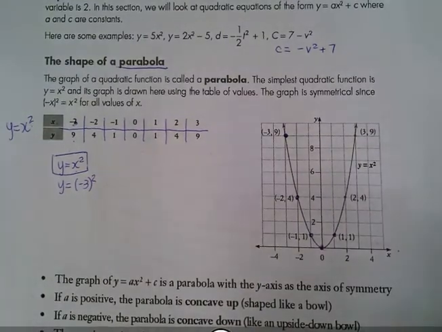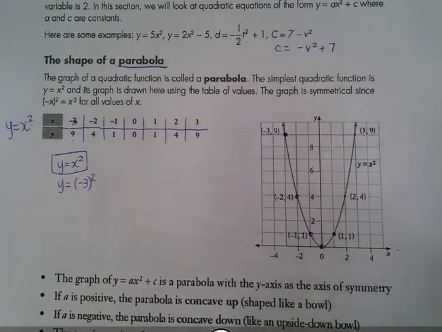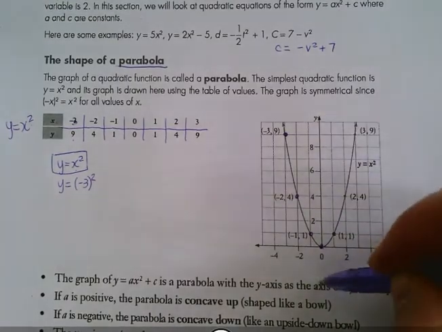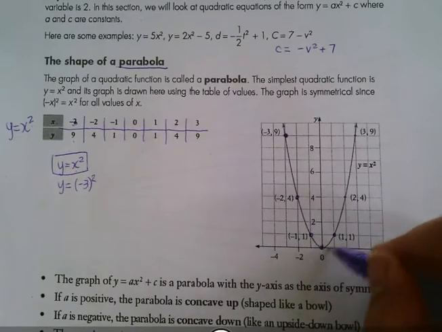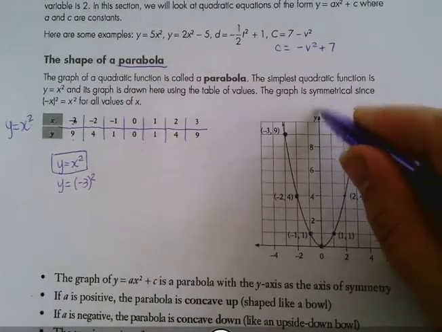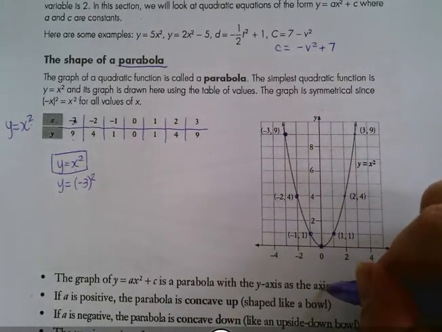Now what you're going to notice about parabolas is that they're symmetrical. They have an axis of symmetry straight down the middle. One side is identical to the other, and it's identical where it turns. So you put a line down the middle where it turns, okay?